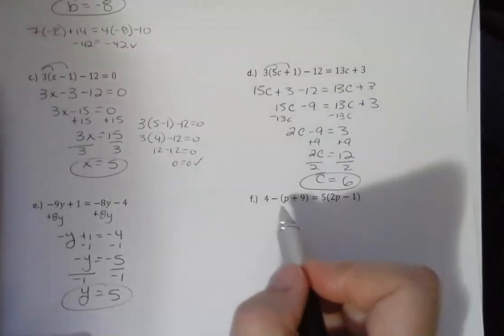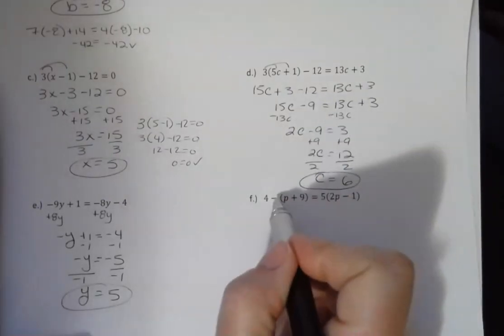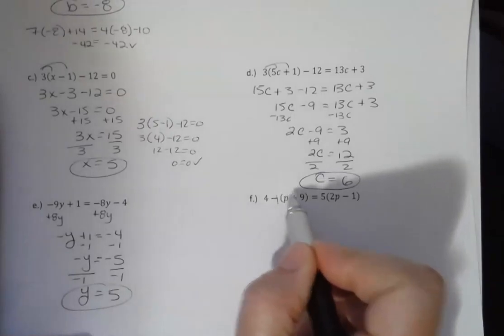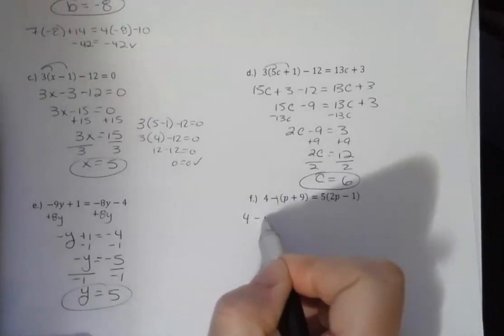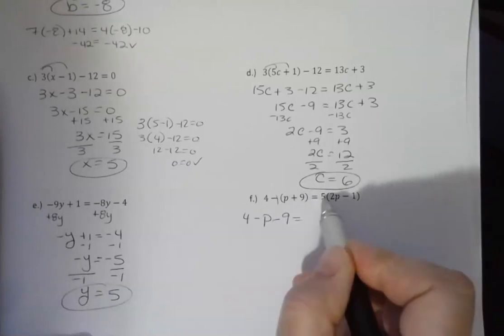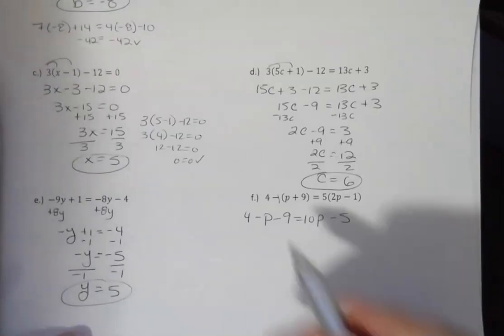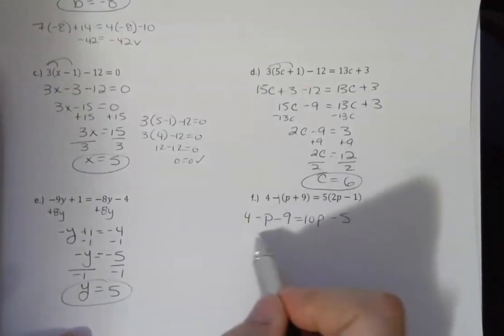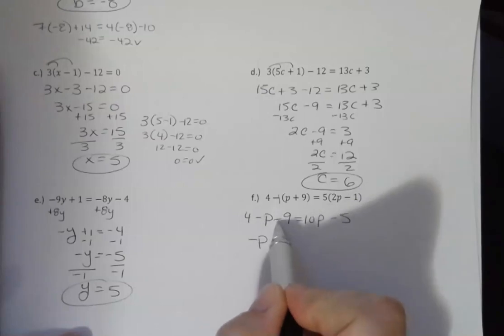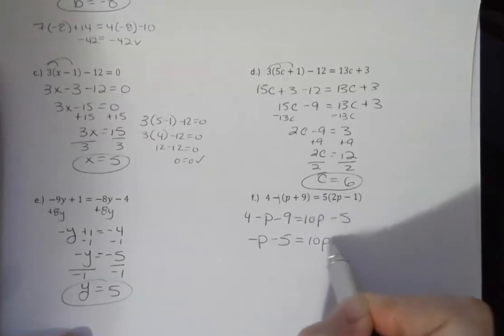All right, on this last one, we see a negative in front of a parentheses. Remember, that's really negative 1. So I'm multiplying negative 1 times p. That gives me negative p. Negative 1 times 9 gives me negative 9. 5 times 2p is 10p minus 5. And I'm going to combine like terms here. I have negative p. 4 minus 9 is negative 5. And over here, I don't need to do that.